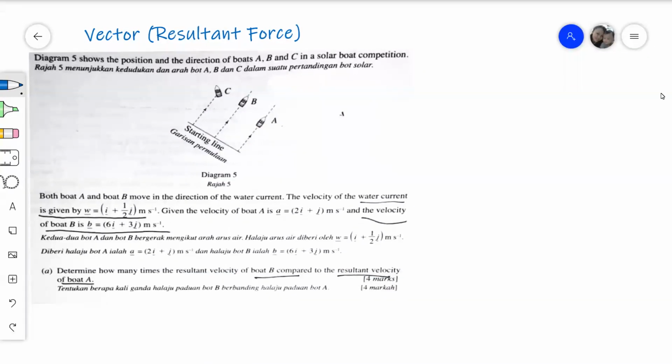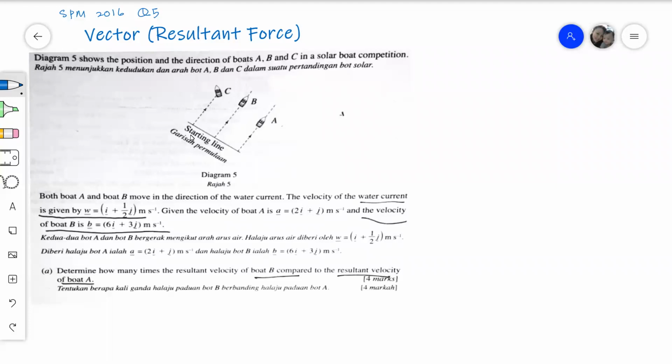Hello everyone. In this video clip, I'm going to discuss a past year question on vector. This question is from SPM 2016, question number 5. Okay, let's see how to solve this question. This is a HOTS question because it combines the vector in additional maths with the resultant force that we learned in physics. So over here, let's read the question.